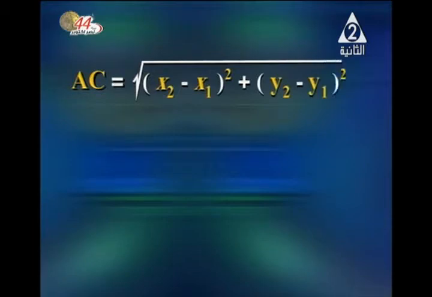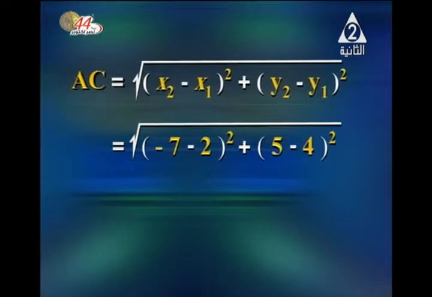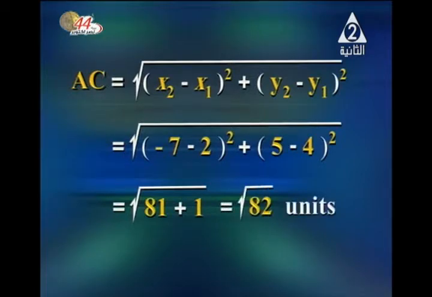AC, the first diagonal, is the square root of (x2 minus x1) all to the power of 2 plus (y2 minus y1) all to the power of 2. So it is the square root of (negative 7 minus 2) all to the power of 2 plus (5 minus 4) all to the power of 2, which is equal to the square root of 81 plus 1, equals square root 82 units. And this is the length of the first diagonal, AC.